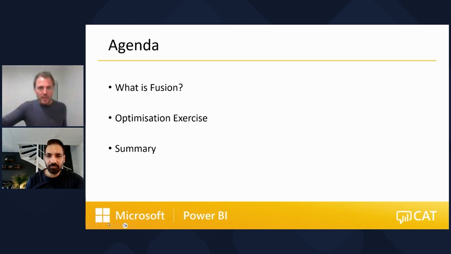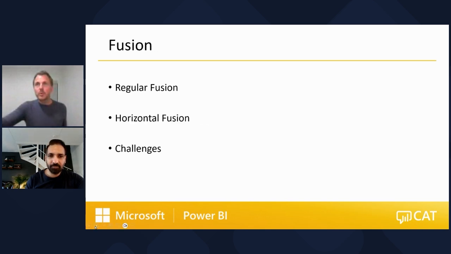So first of all, probably what we want to do is just have a look, what is Fusion? When I say DAX Fusion, what does that mean? There's a couple of flavors of Fusion. There's regular Fusion, which has been around for quite a while. And then more recently, we introduced a new version of Fusion called Horizontal Fusion. And I'm going to show you a little bit about some of the challenges that we encounter along the way. So first of all, let's run some DAX queries.